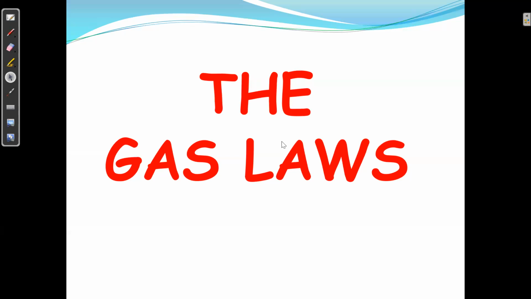Okay, so gas laws. What are the laws of gas? Gas basically has four parameters on which all the laws are based. What are the four parameters? P, V, T, and n: pressure, volume, temperature, and number of moles, that is, the amount of gas. So these are the four variables.